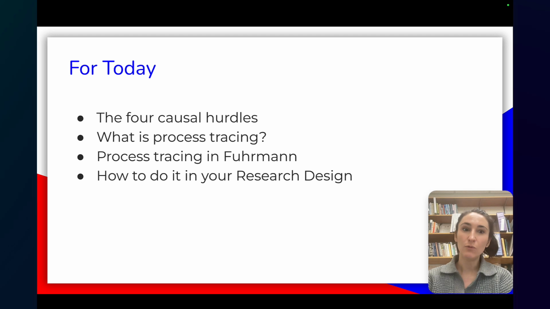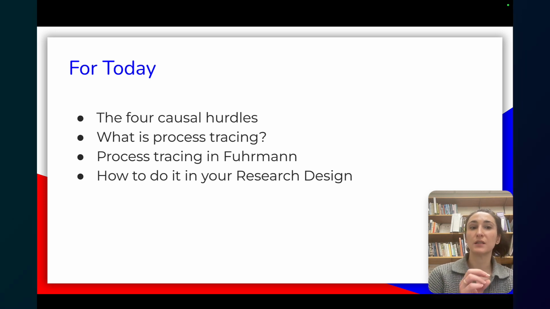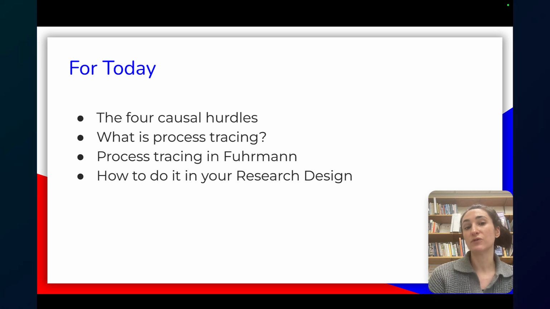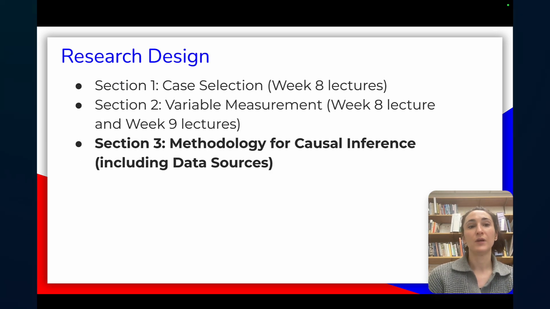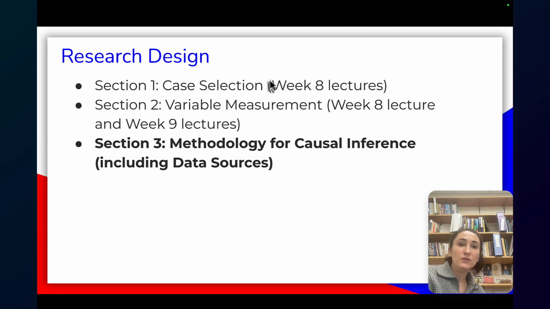So for today, we're going to be talking about the 4 causal hurdles, which you might recall from a few weeks ago. We're going to get into what is process tracing, because process tracing helps us clear a couple of those causal hurdles. We're going to talk about process tracing in your reading from Furman. And then finally, we're going to talk about what would need to appear in your own research design, including an example.